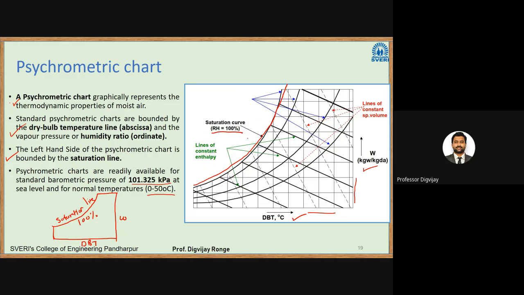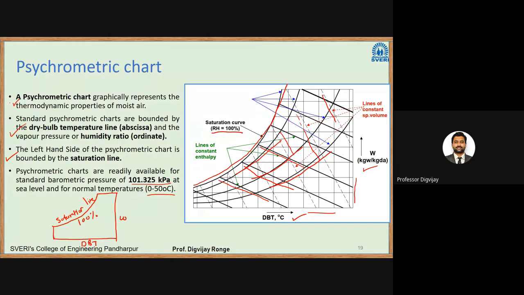Okay. Then what you see, these curves. So these are the relative humidity curves. Then what you see, these inclined bold lines. So these are the enthalpy lines, constant enthalpy lines. What you see are these dashed lines. Okay, vertical dashed lines. These vertical dashed lines are nothing but specific volume lines, constant specific volume lines. Okay. So this way this chart goes.